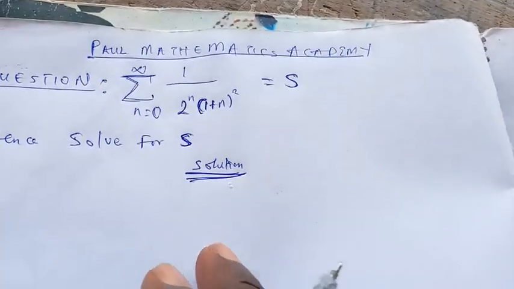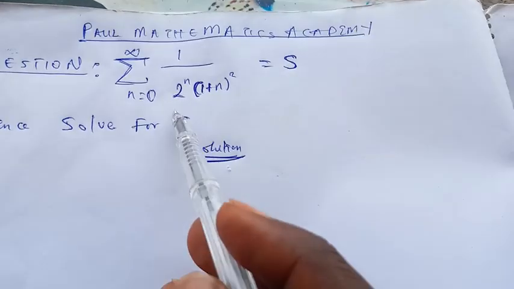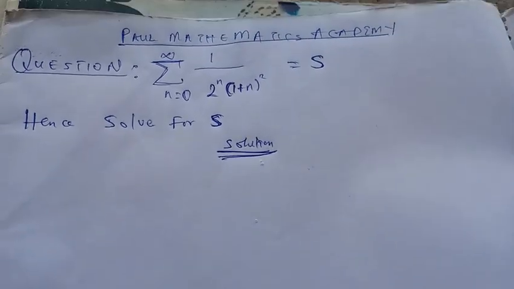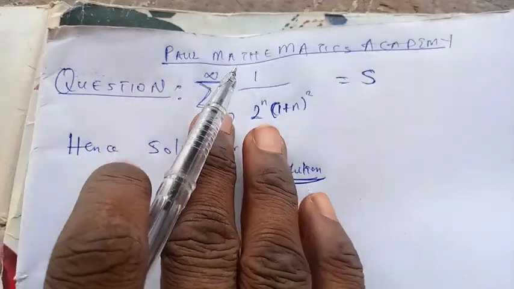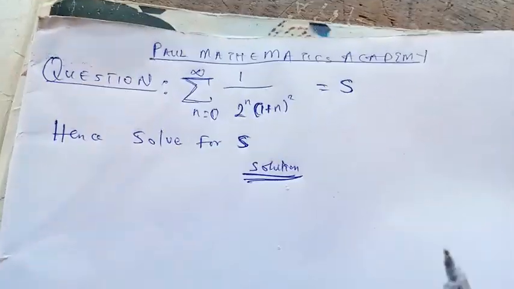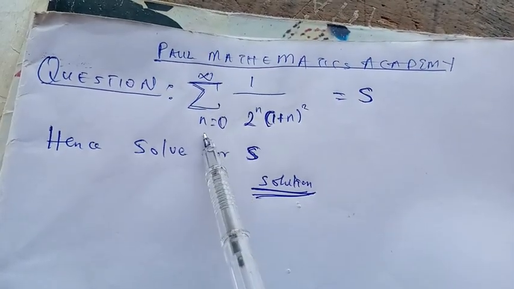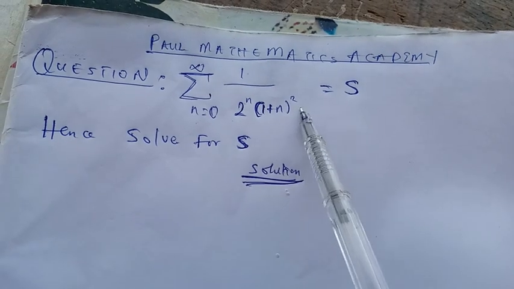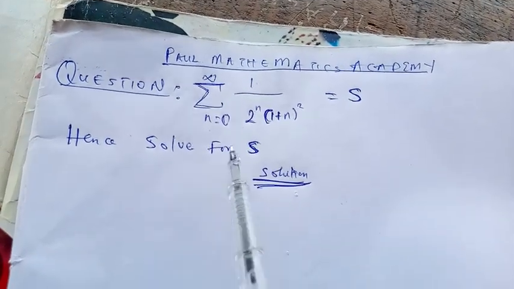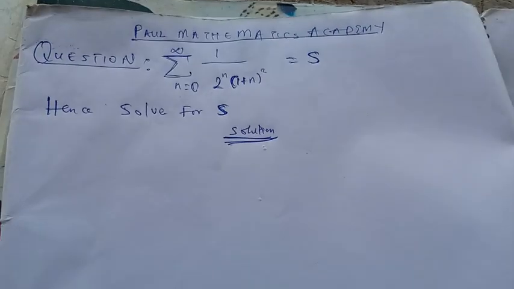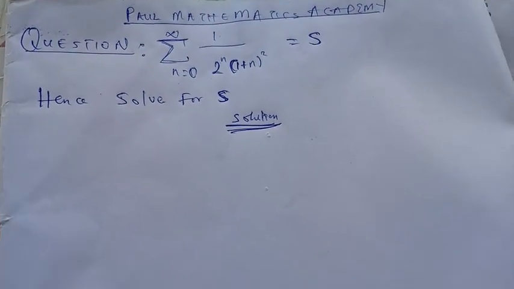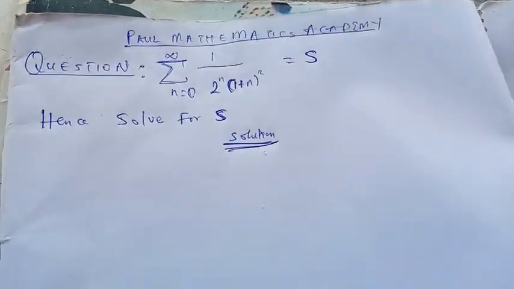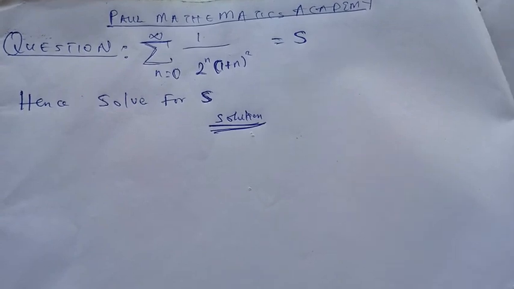In today's video we are looking into a nice series. It's advanced calculus, but it's very nice and easy to understand. Alright, the question says: the summation of n running from 0 to infinity of 1 over 2 raised to the power of n multiplied by 1 over n squared is equal to S. Solve for the value of S. Solution. Now let's get started. You see the beauty of this series now. Very easy to understand.